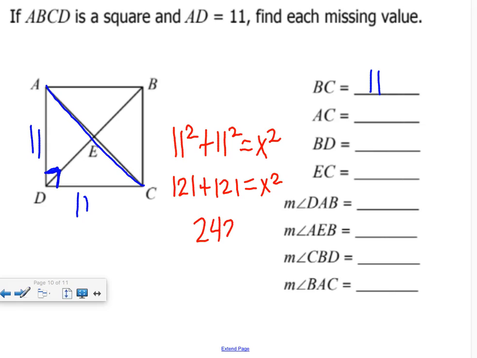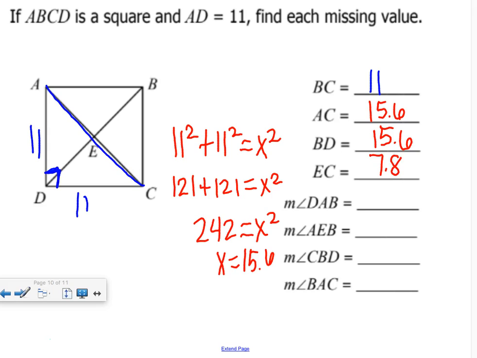What did you guys find the square root of 242 to be? 15.6. Agreed, everyone? Okay, so there's AC. So then what's BD? 15.6, yep, it's the exact same thing. And EC would just be half of that, so 7.8. Nice work.